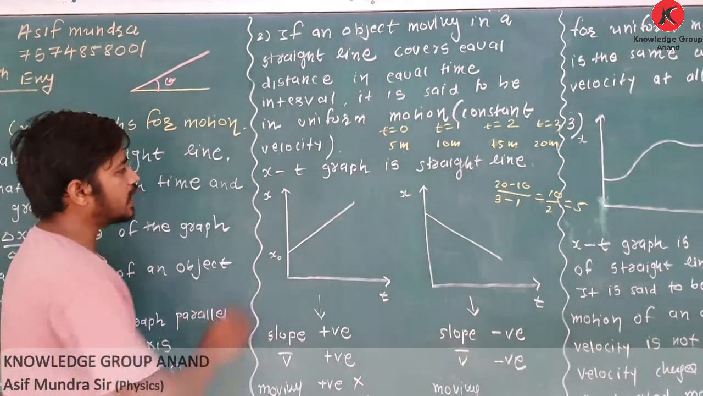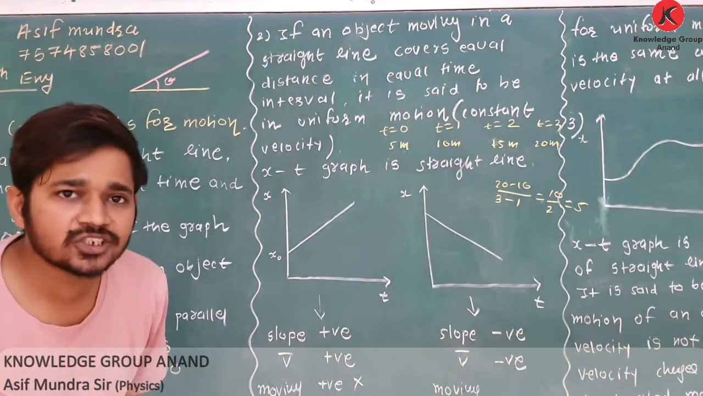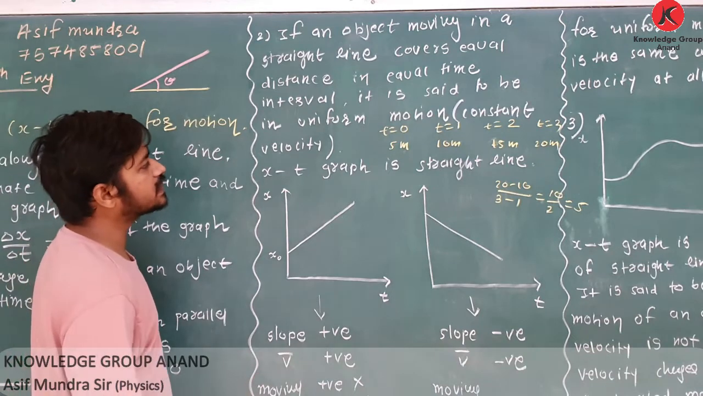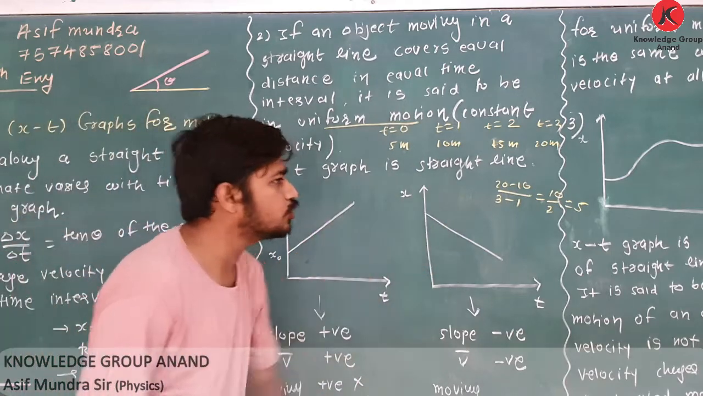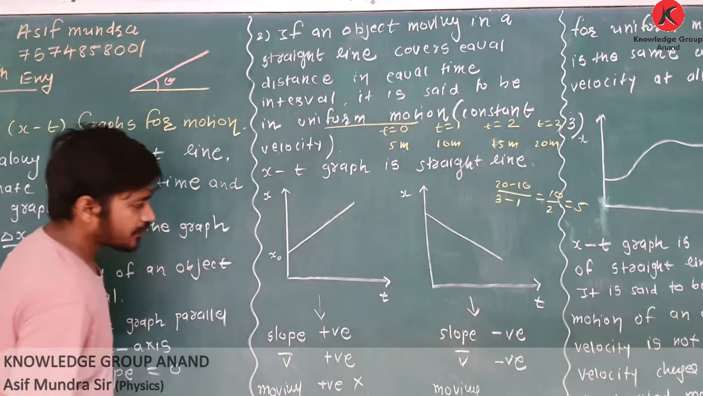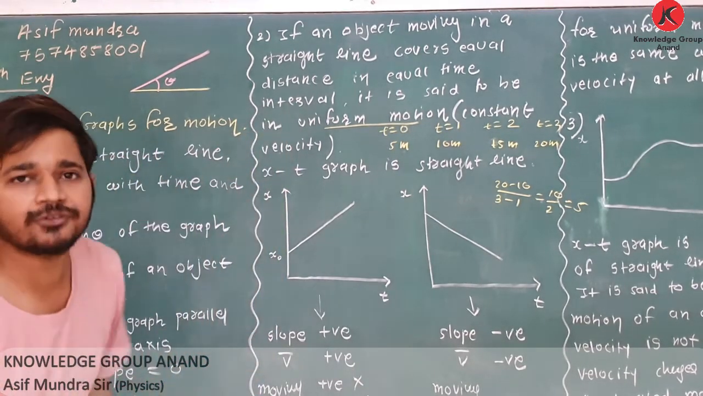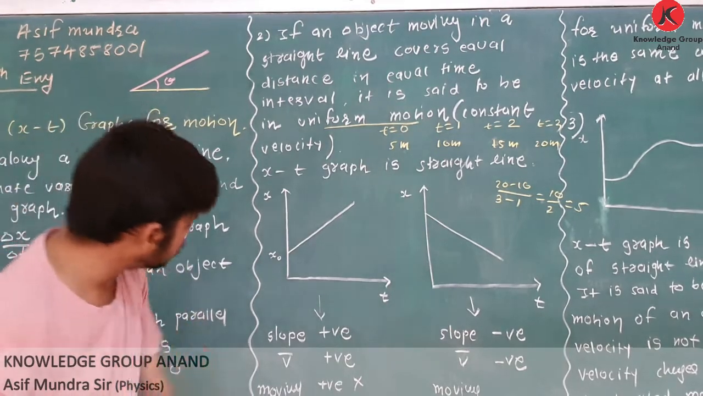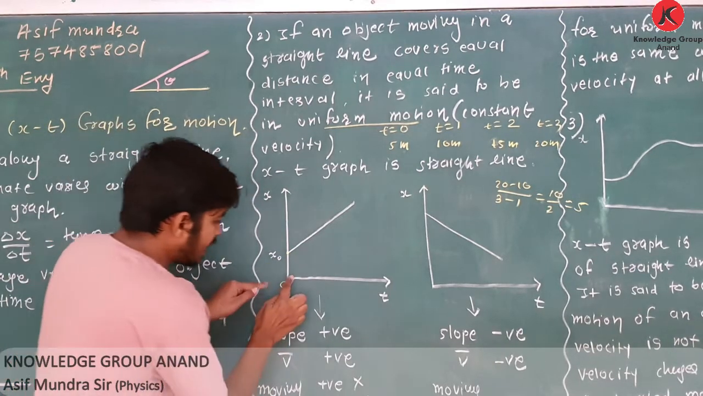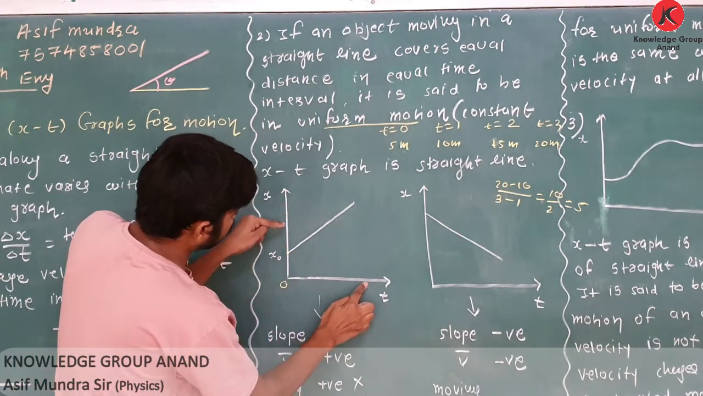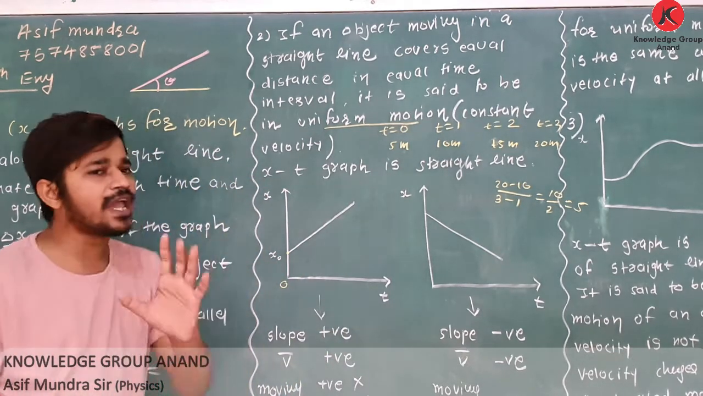For such motion, the x-t graph is a straight line. Here we have two cases for uniform motion, figure 1 and figure 2. In the first figure, the object is moving in positive x direction. How can you say that? Because at time t = 0, its position is x0, and as time increases, its position also increases. So we can say the object is moving in positive x direction.